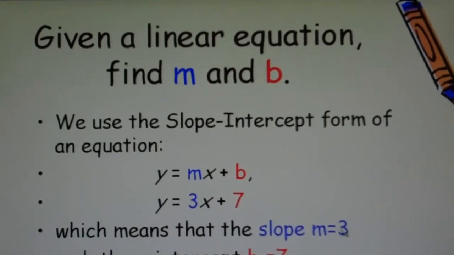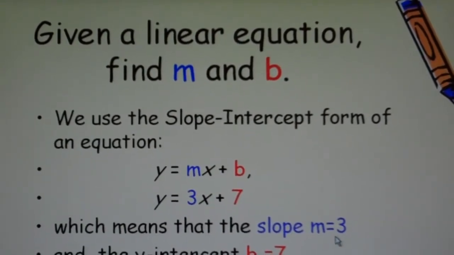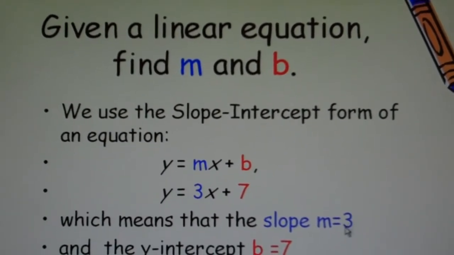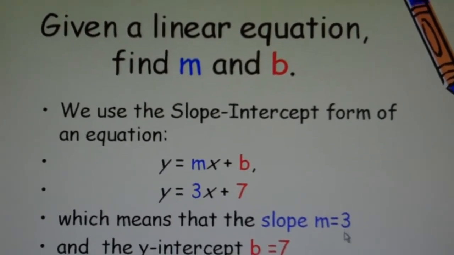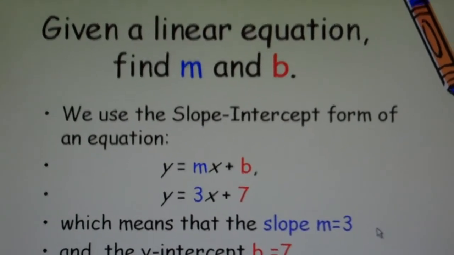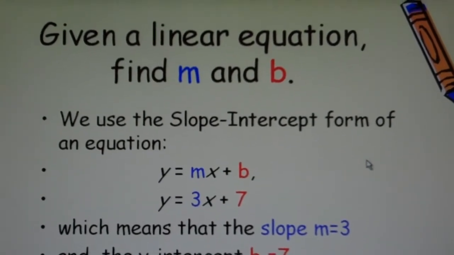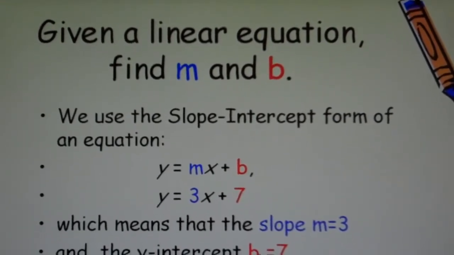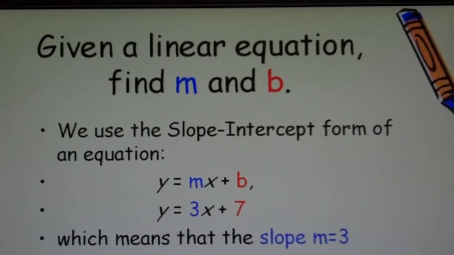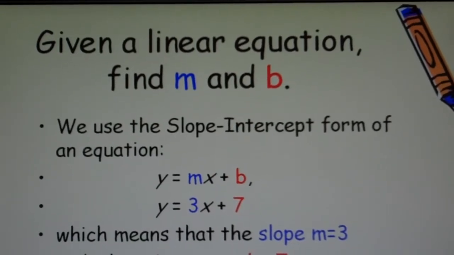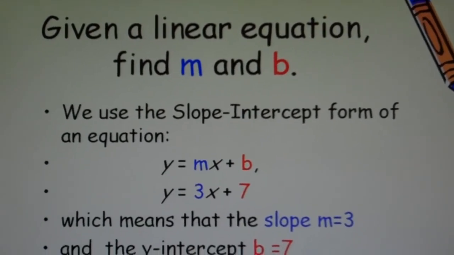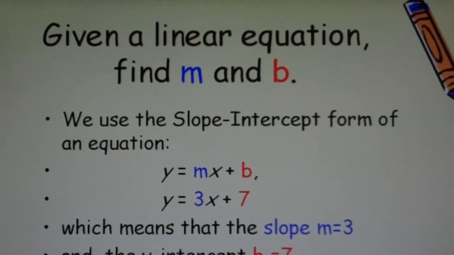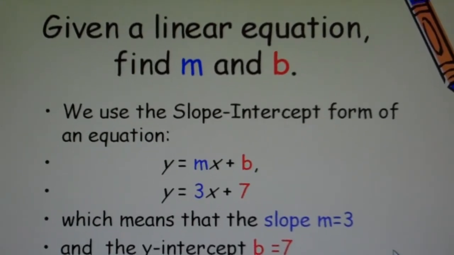The rise is 3. The run is 1. You see, any whole number is really a fraction over 1. 3 over 1. So it goes up 3 over 1. We find a place we can start counting from when b equals 7, when the y-intercept intercepts that y-axis at the point (0, 7).